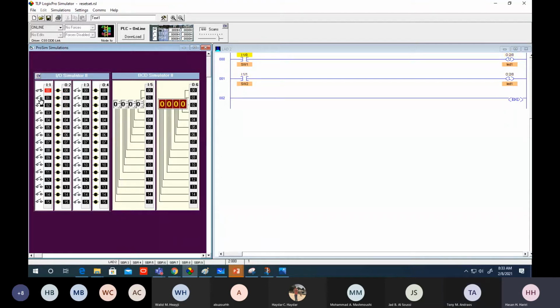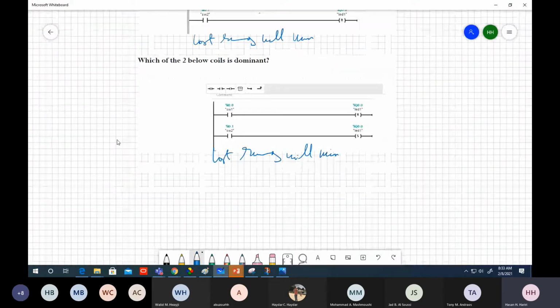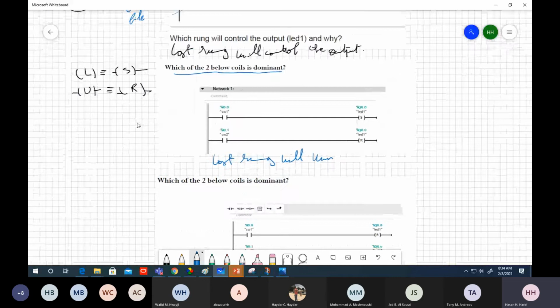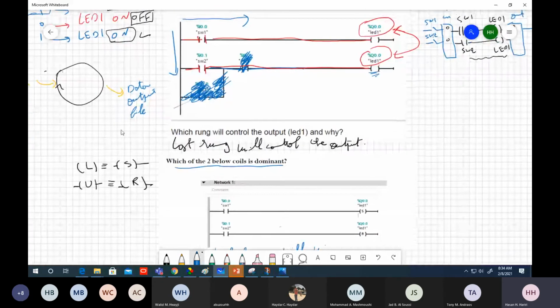So now if I open this, it is on now. So we are in this situation, still on. If you close switch 1, it will be unlatched. Any question regarding those exercises? Basically, this is practice about which rank will win.